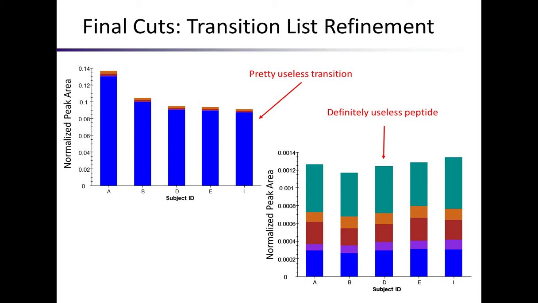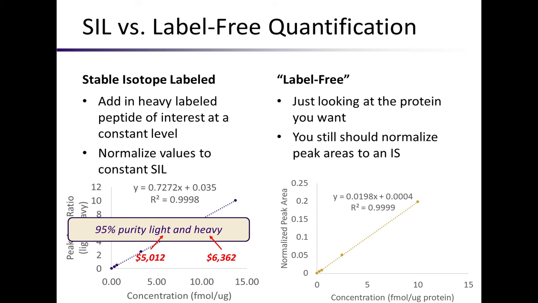And if we look at a different peptide, this green transition is really not doing anything. Actually, none of these transitions are doing anything. This peptide is not changing response with concentration. And so this whole peptide can get cut. And these are things that our calibration curves can show us. We want to see this linear decrease of our transitions and our peptides with concentration.